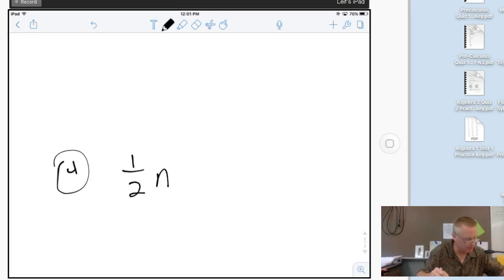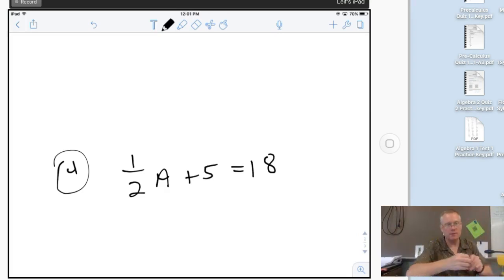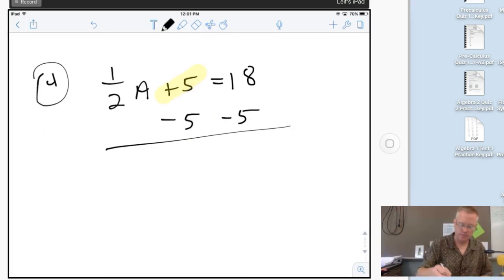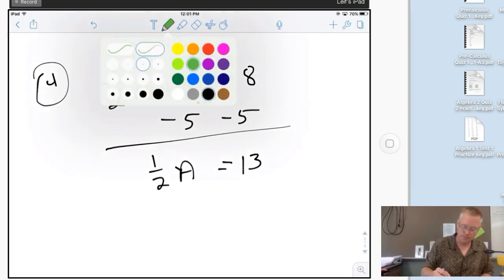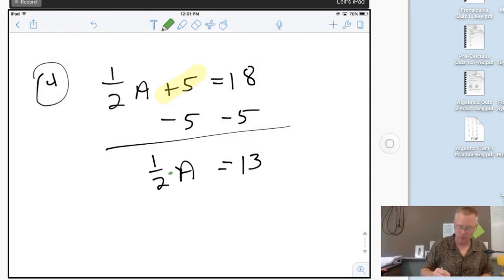1/2 a plus 5 equals 18. So this one, the only thing that's different about this one is it's got a fraction in the front. So same process. First I want to get rid of the addition or subtraction. So the opposite of adding 5 is subtracting 5. 18 minus 5 is 13. So I got 1/2 a equals 13. Okay, so there's two ways you could do this. There's implied multiplication there. You're going to divide by 1/2.